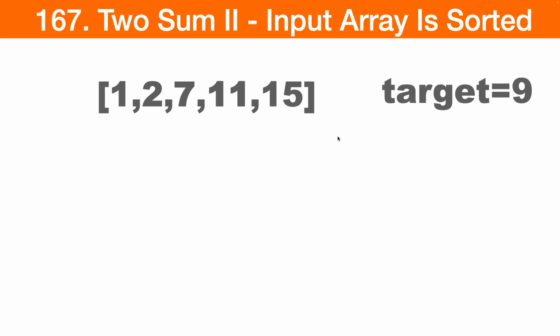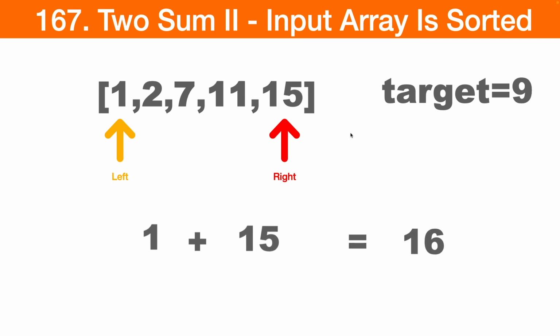With the two pointer approach, first we initialize the left pointer on the first element of the array, and the right pointer on the last element of the array. First I'm going to sum the first element with the last element, and the total is 16, and we compare this 16 with the target. Now the total is greater than the target.